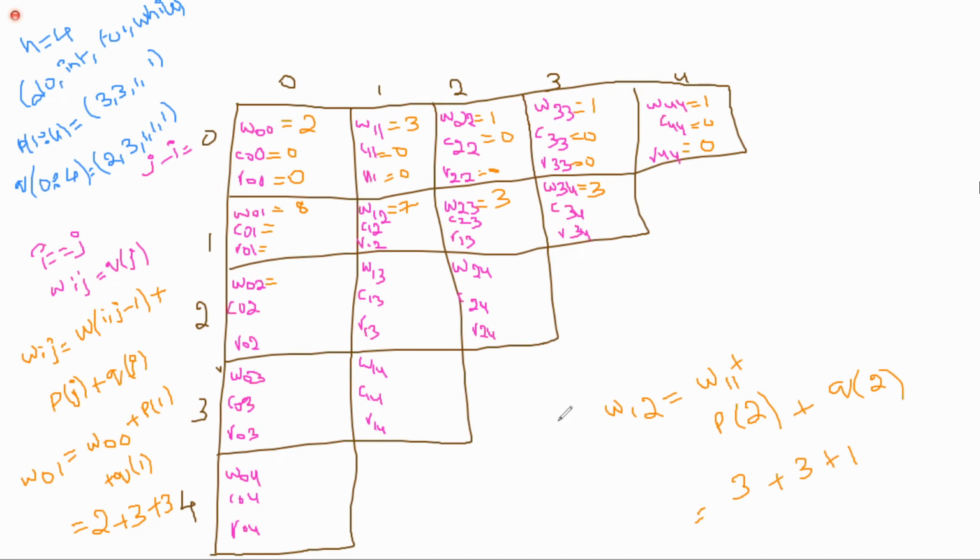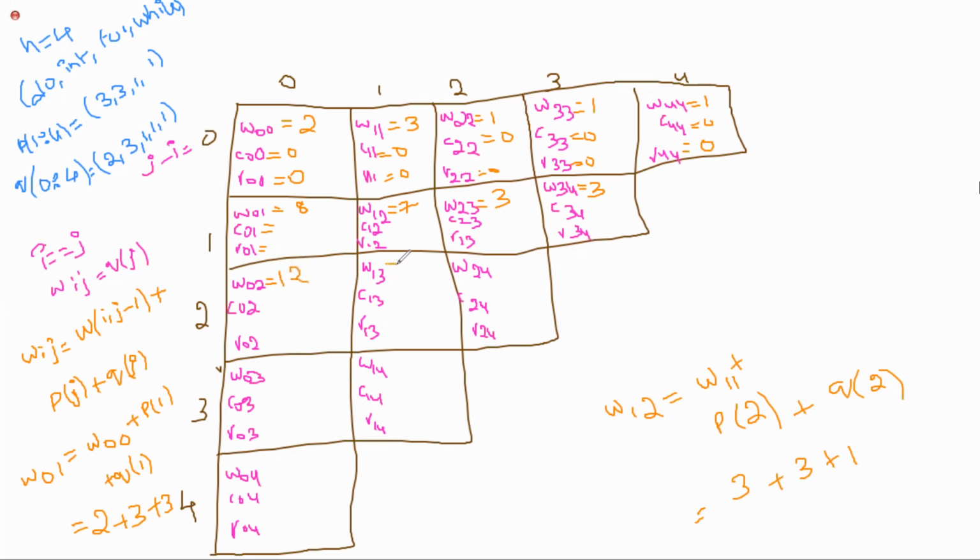Now, tell me this W value, W02. What is the formula? W02 means W01, whatever value we calculated just before, which is 8. 8 plus P of 2. P of 2 is 3. 8 plus 3 is 11. 11 plus Q of 2, which is 1. 11 plus 1 is 12. Got it?